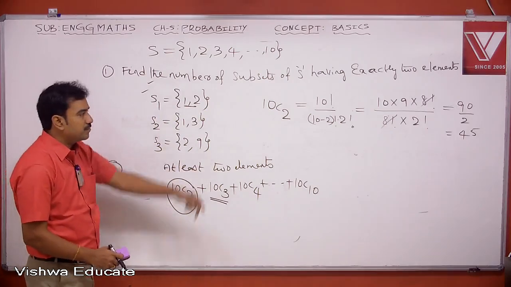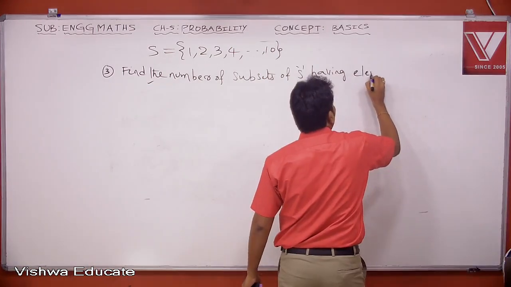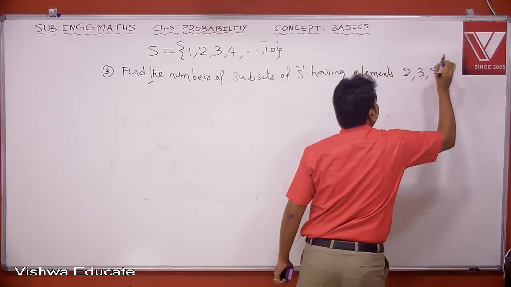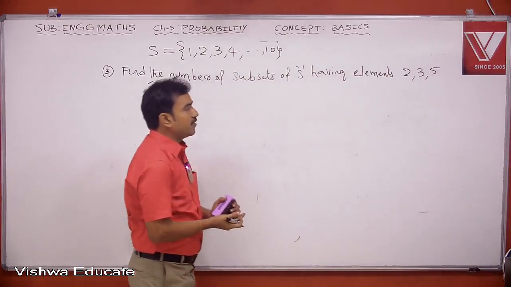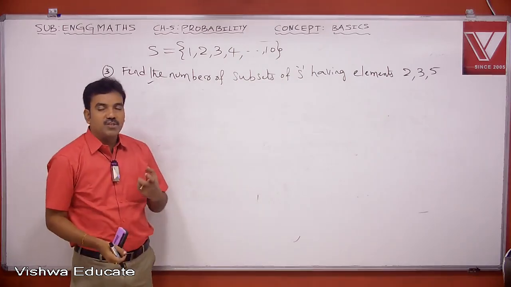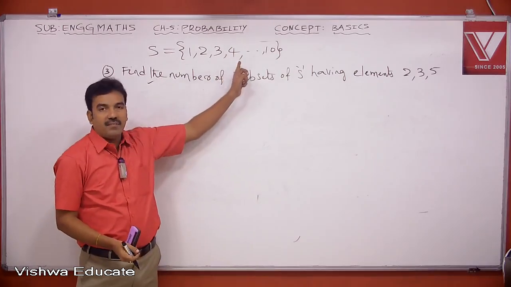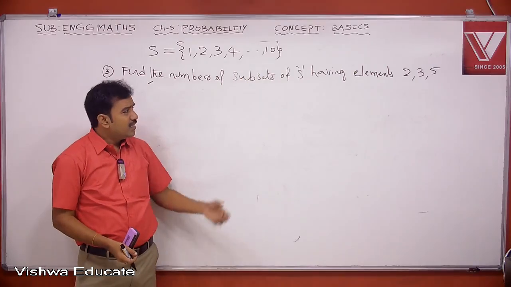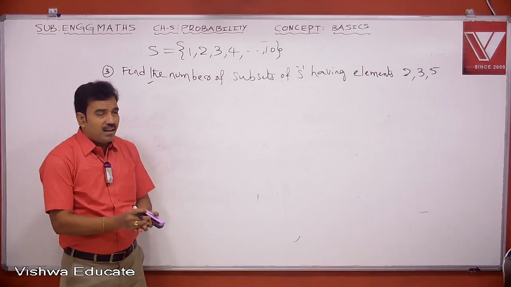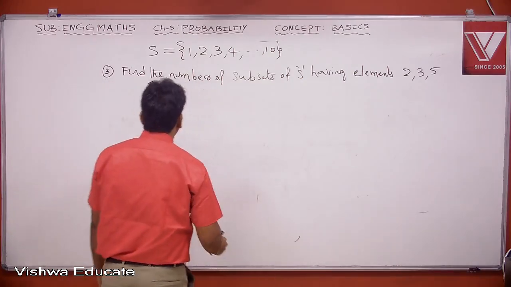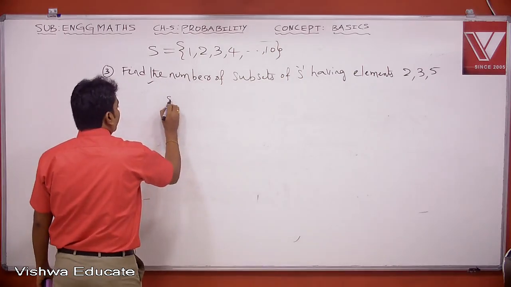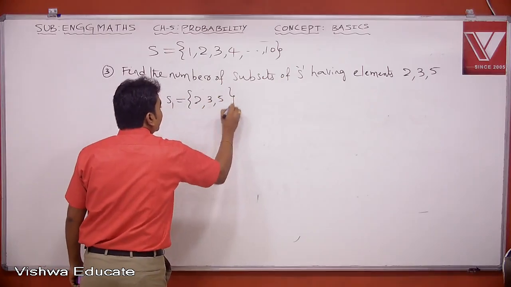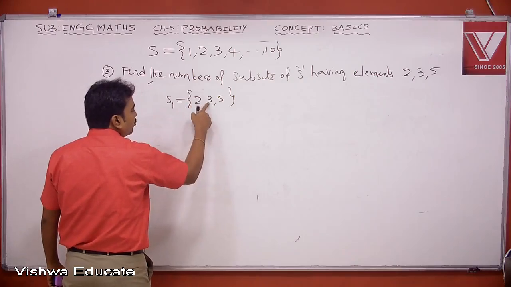Write these two. Subsets of S having elements 2, 3, 5. That means what is the smallest subset of S having the elements 2, 3, 5? The set itself, {2, 3, 5}. So to get this set, let me tell you one case. One of the subsets of S having 2, 3, 5 elements is this. This is the smallest subset of S having 2, 3, 5.